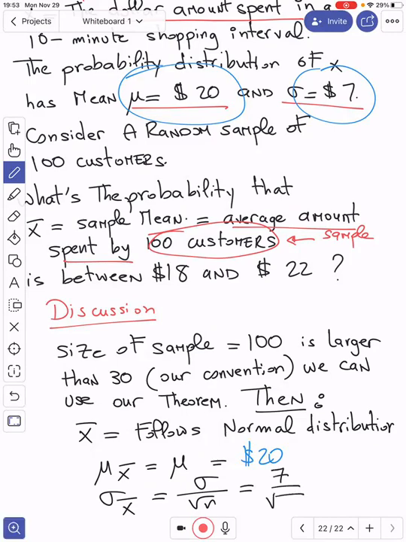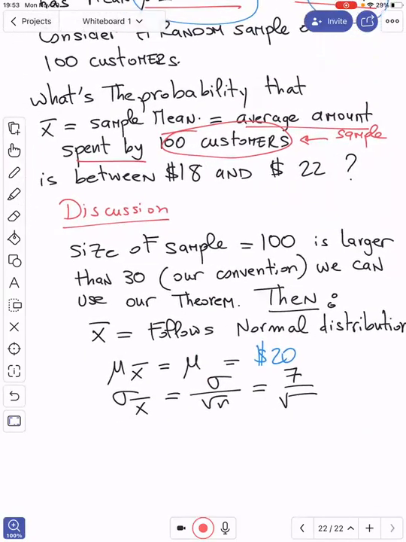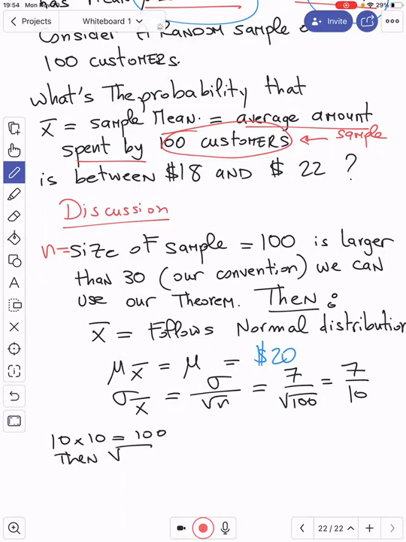n is the size of the sample. We have 100 customers, so the size of the sample is 100. So 7 over square root of 100. The square root of 100 is actually 10, because 10 times 10 is 100. So the square root of 100 is 10.